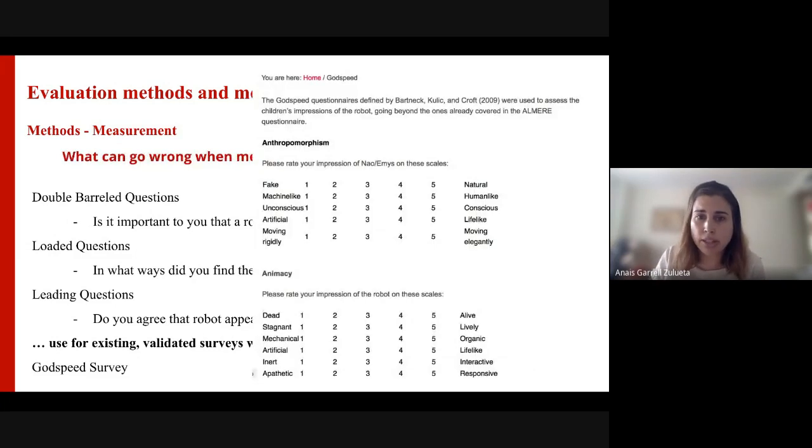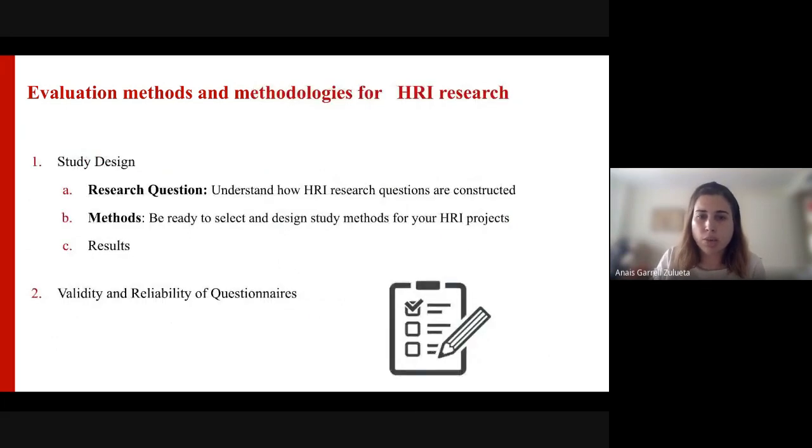Here you can see what I said. This can measure the anthropomorphism of the robot or the animacy. You have the link here, and you can just see how this is working.